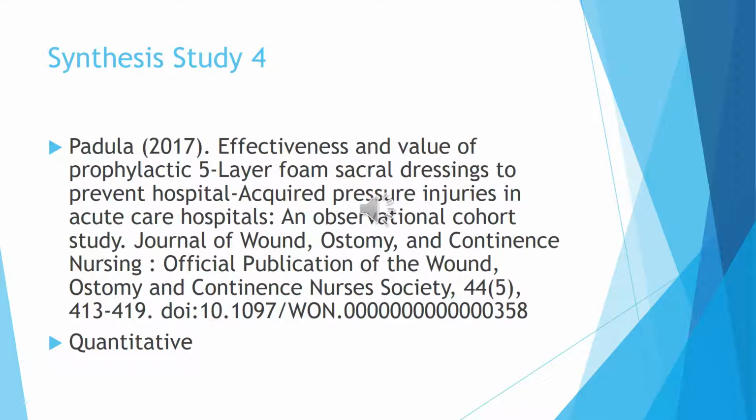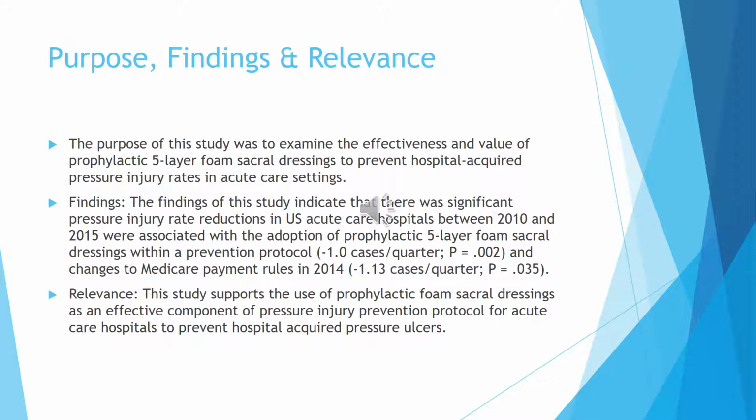Synthesis Study 4. Effectiveness and value of prophylactic 5-layer foam sacral dressings to prevent hospital-acquired pressure injuries in acute care hospitals, an observational cohort study. This is a quantitative study. The purpose, findings, and relevance of this study. The purpose of this study was to examine the effectiveness and value of prophylactic 5-layer foam sacral dressings to prevent hospital-acquired pressure injury rates in acute care settings.